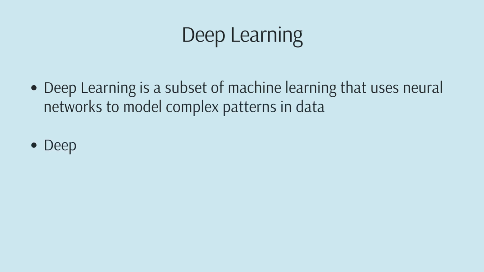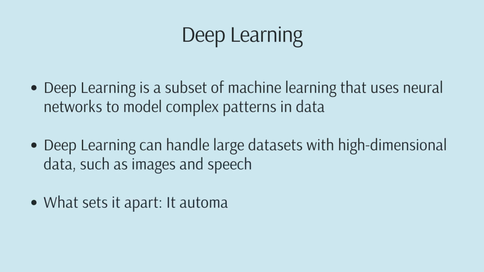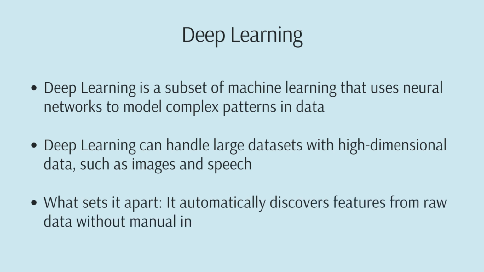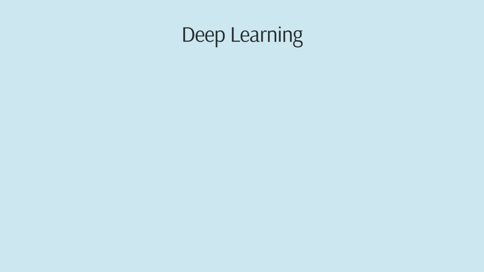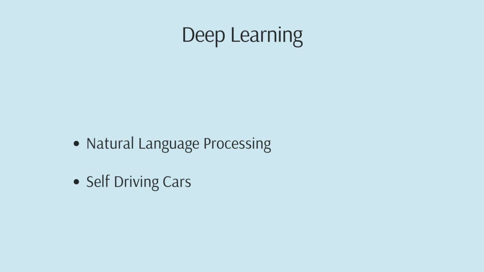Now let's talk about deep learning, which is a subset of machine learning but deserves special attention because of its power and complexity. Deep learning uses neural networks that are inspired by the structure of the human brain. These networks have multiple layers that allow them to learn from vast amounts of data. Deep learning is used in tasks like image recognition, natural language processing, and even self-driving cars. What sets it apart is its ability to automatically discover the features in raw data without needing manual feature engineering.